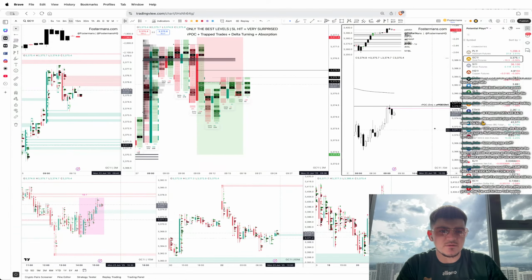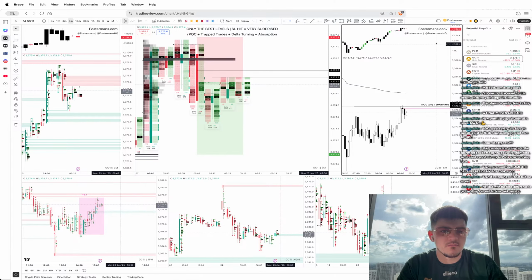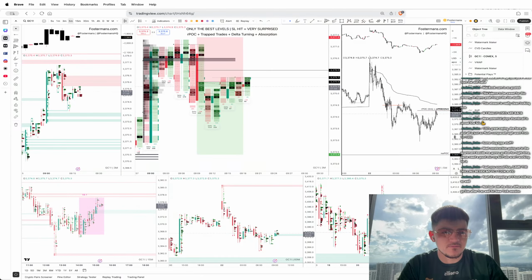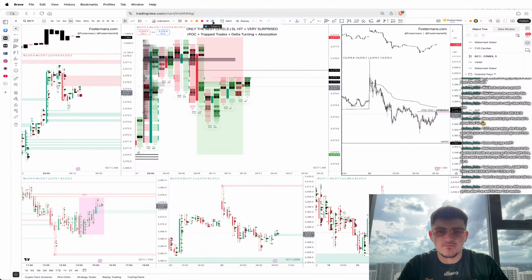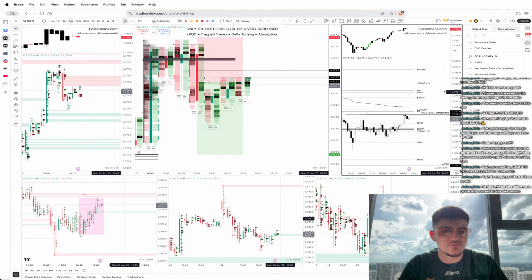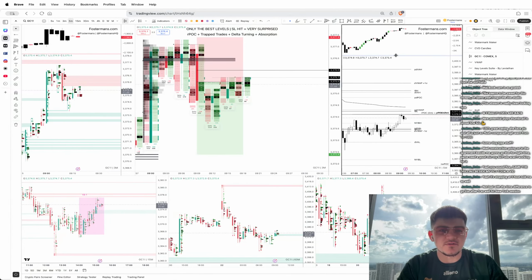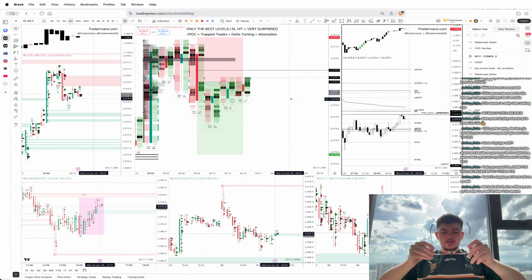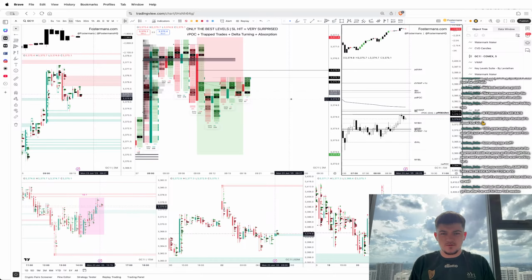Obviously, all these orders up here, you know, the CVD moving sideways. Why is that up there? I must have moved that there by accident. So yeah, the CVD moving sideways is kind of, you know, not great. I don't really like that, but, you know, we'll see.